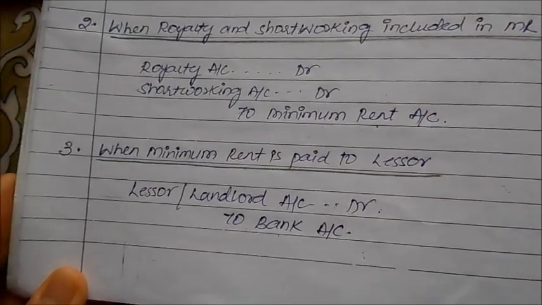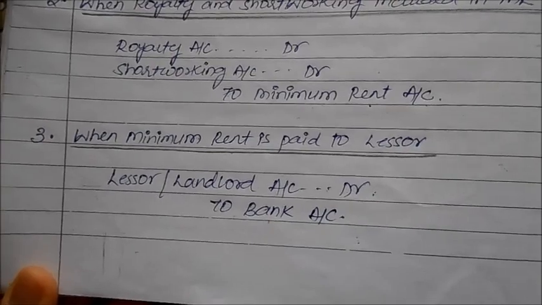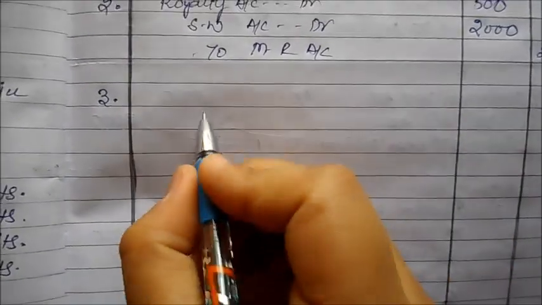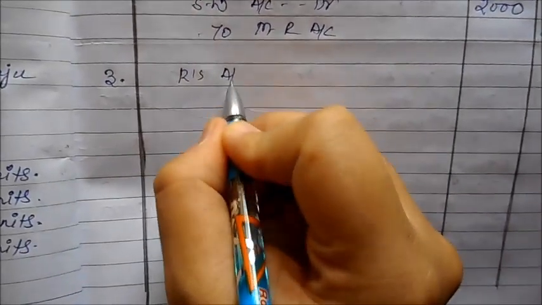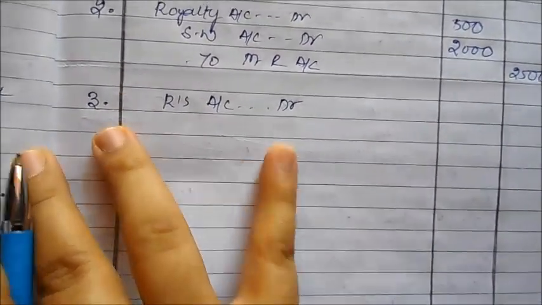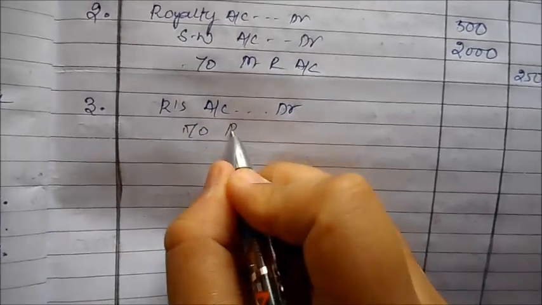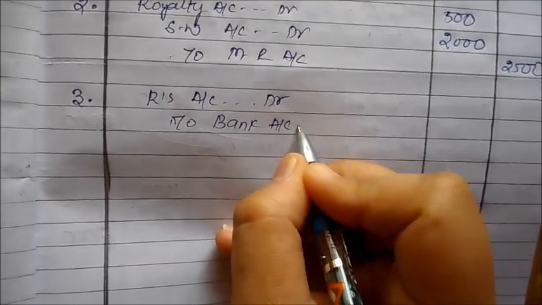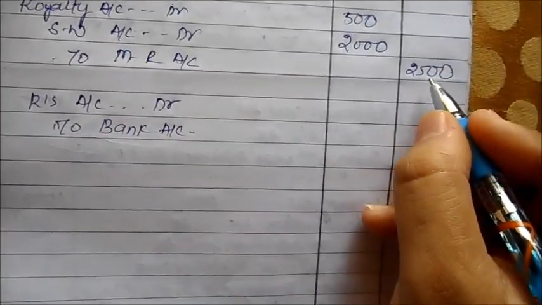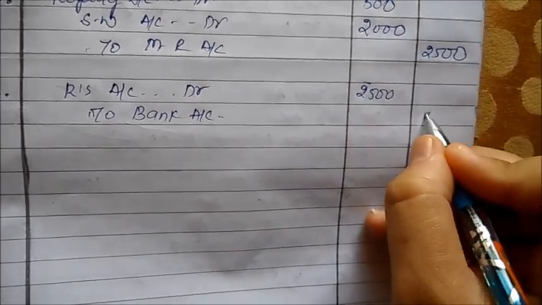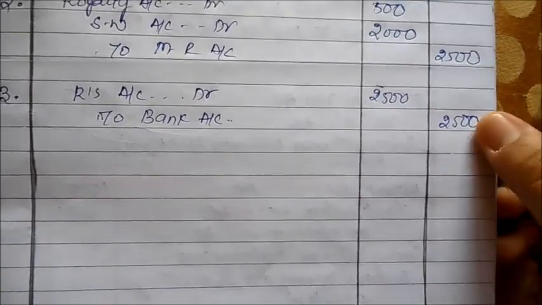Now what is the third journal entry? The third journal entry will say wherever you are expected to pay minimum rent to the lessor, what will be the journal entry? Whoever is the lessor or the landlord, to bank account, right? So here who is our lessor? Mr. R, correct? So R's account debit. Now eventually you have to pay this particular person, right? So if you have to pay, what do we write? Whoever's account to bank account. Okay, how much amount of money you are actually paying? 2500 inclusive of both together. So we will write 2500 and 2500, correct?